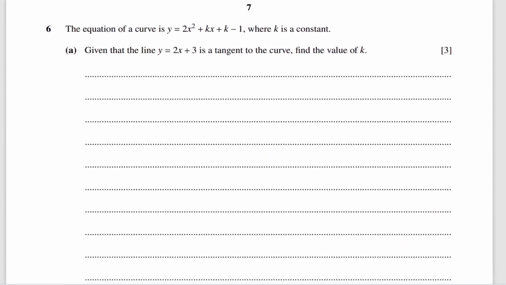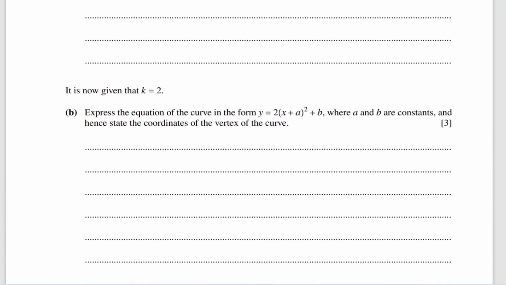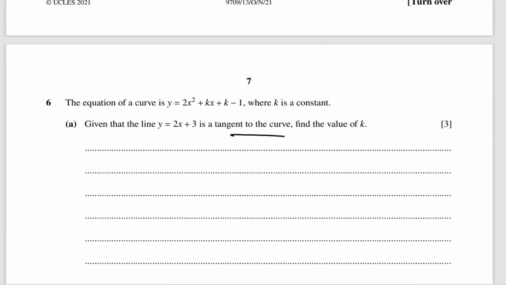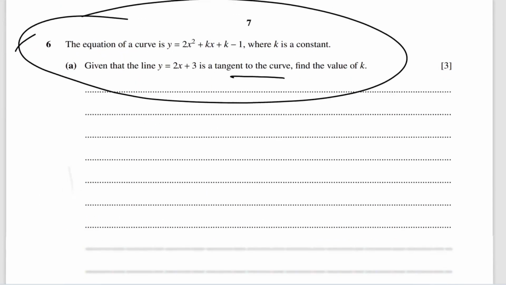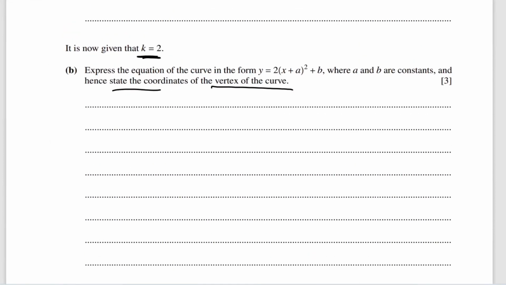Okay. Now we are told that the equation is tangent to the curve. Coordinates of the vertex. Yeah, probably we don't have to do this one because we've done so many questions on this. So what we rather do is that we pay attention to what this is. They are telling us that now k is 2. So what does it do?